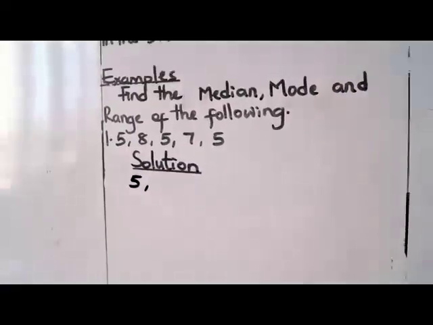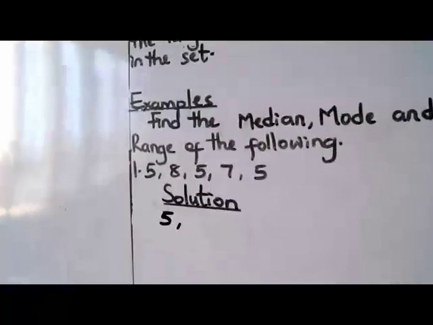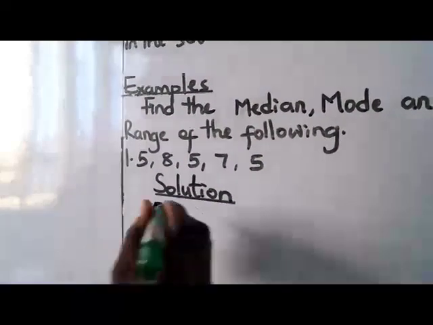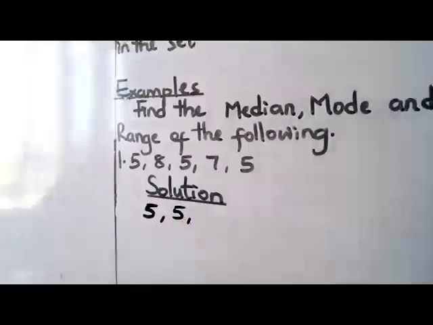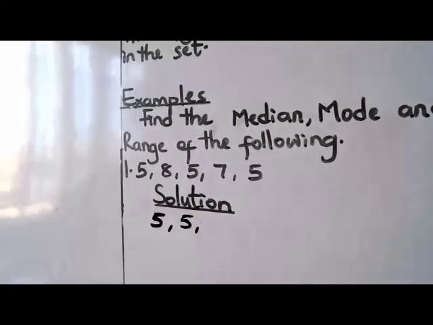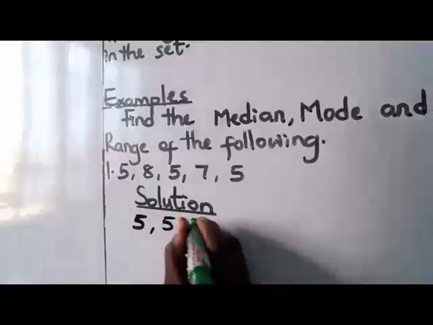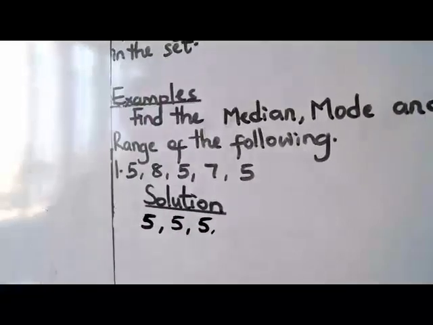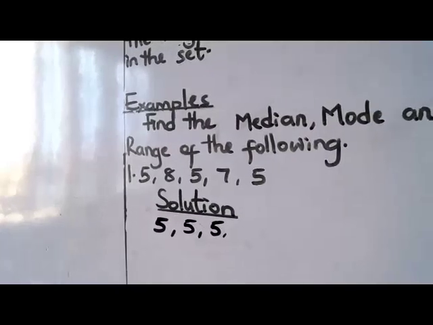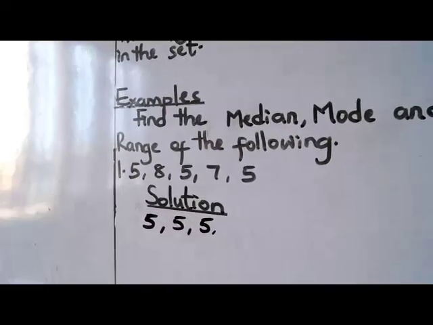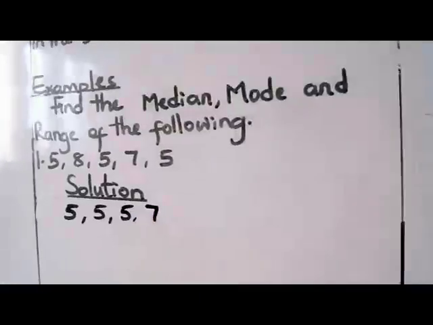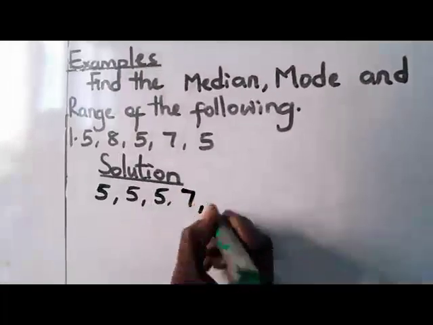Excellent. Emmanuel, can you tell us the next number? Remember, from the smallest to the largest. Excellent. 5. Samuel, can you tell us the next number? Good. 5. Onosho, what is the next number? Remember, we have picked 5, 5, 5. We have 8 and 7 left. Excellent. 7. And the last number, everybody, is 8.